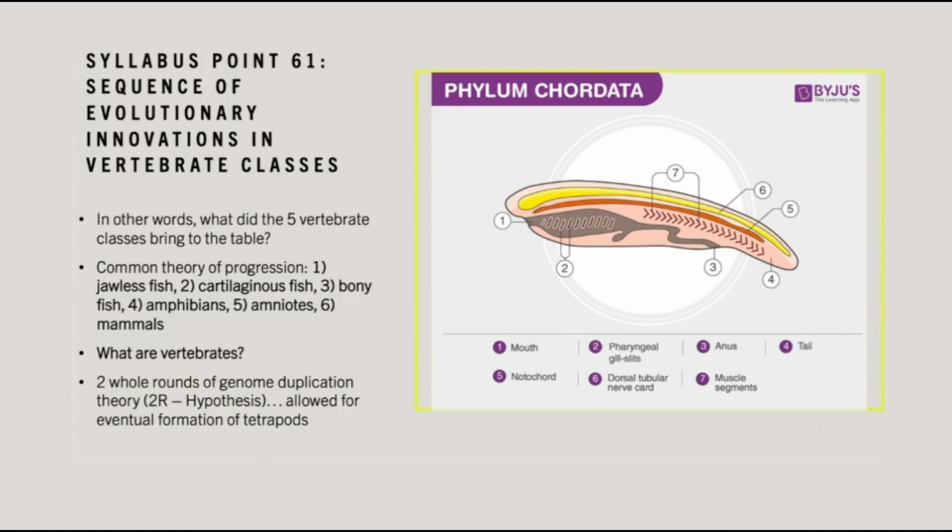So this syllabus point, what did the 5 vertebrate classes bring to the table? When we're talking about evolution, what was so special about them, okay? So the common theory of progression, as we mentioned before, is we start off with our jawless fish. When it comes to vertebrates, we start with our jawless fish. Then we go to our cartilaginous fish, then the bony fish, then the amphibians, which I said were the first animal group to start living on land, okay?